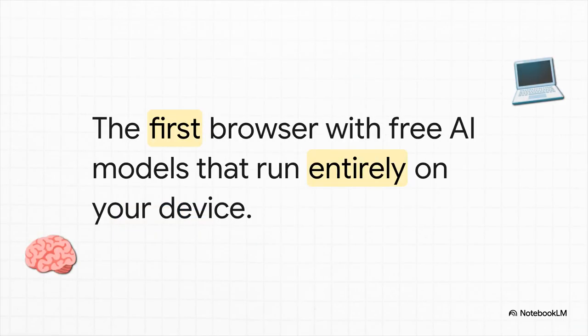And this is GenSpark's core promise. It's the first browser with free AI models that run, get this, entirely on your device. So we're talking powerful AI that's totally local, completely private, and yeah, free. That is a seriously bold claim, and it pretty much flips the whole cloud-based model we're all used to on its head. So let's actually break down what that really means for you and me.